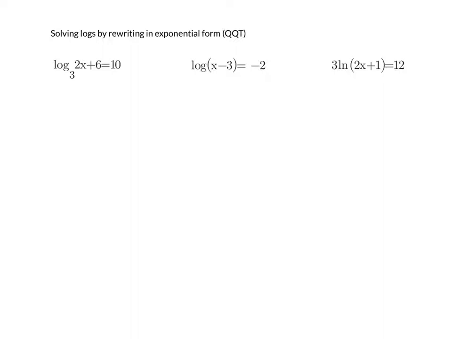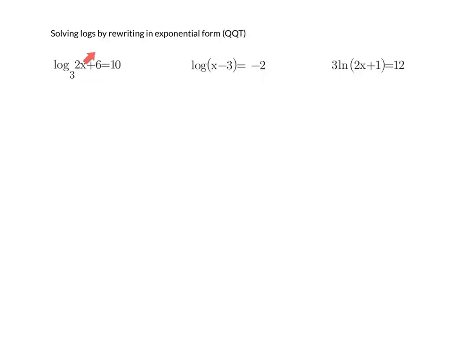Solving logs by rewriting it in exponential form. This is the quiz trade type method that we practiced when we first talked about what the logarithm is. When we look at the log, the first thing we need to ask ourselves is, is that 6 inside the log? If it is, it stays and then we rewrite it. If it's not, we move it before we rewrite it.